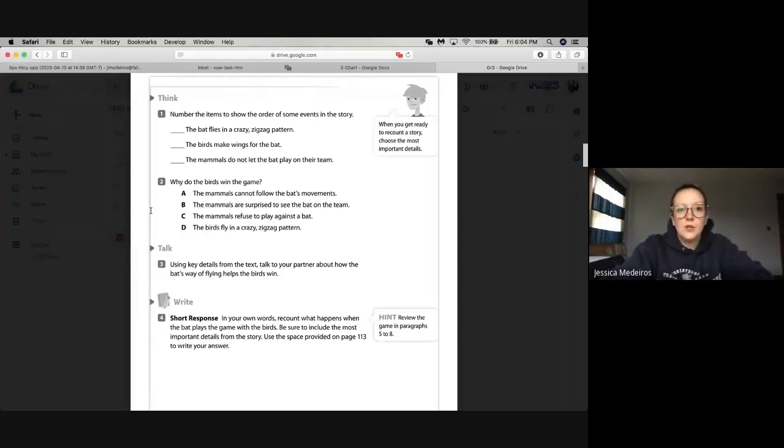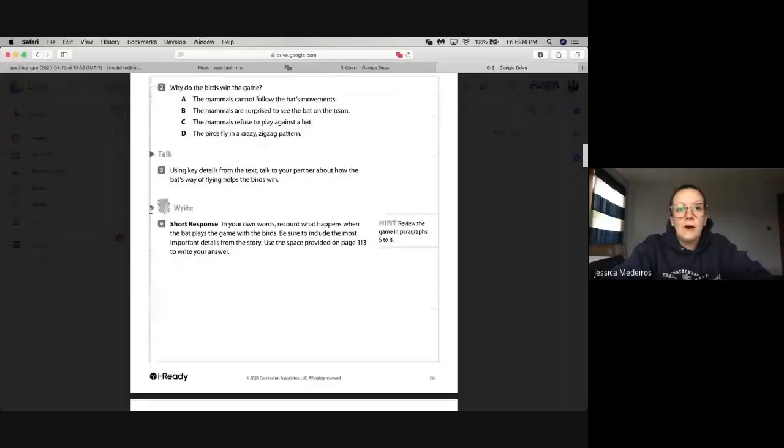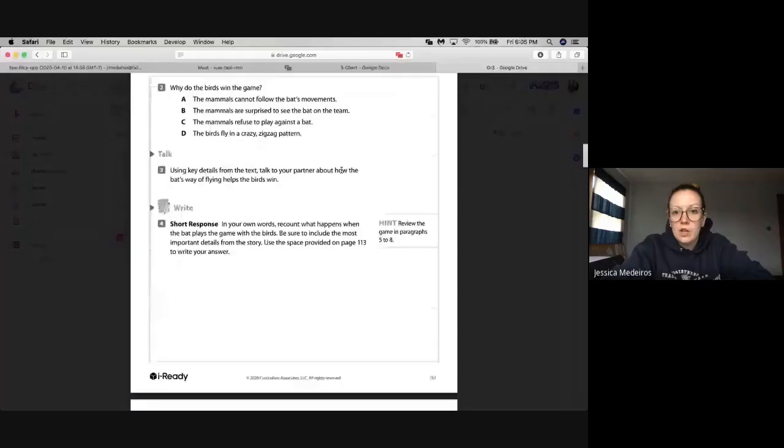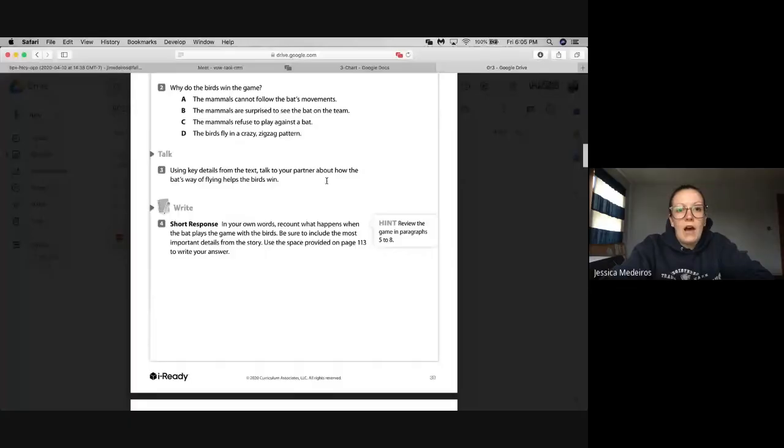Number 3 says, using key details from the text, talk to your partner about how the bat's way of flying helps the birds win. If I want to turn this question around to talk about it, I see the question word how. So I want to get rid of the question word. The rest of the sentence says, the bat's way of flying helps the birds win by. That's how you can turn the question around to talk about it. After you're done, we're going to write about it.